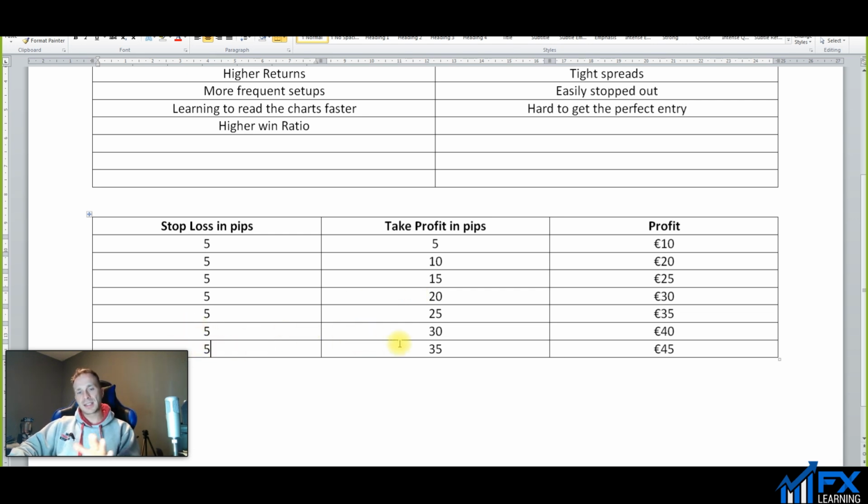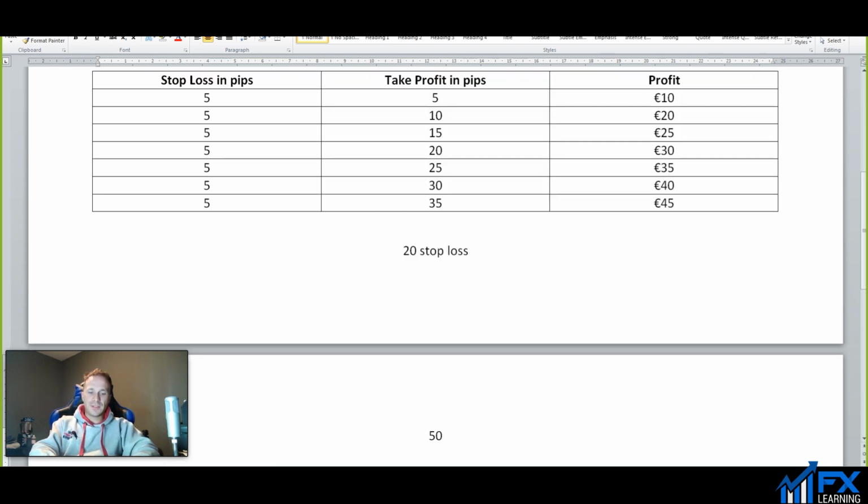So a 1-to-6 means that I'm risking 5 pips, but I'm making 6 times more back. So in this example, my stop loss would be 5 pips, which would be £10, but my take profit was £45. And this is what I want you to do over time. This is high, fast-paced, high compounding trading, rather than just setting a trade and going, I'll go with a 20 pip stop loss and I'll go with a 50 pip take profit. Let me just do that properly.